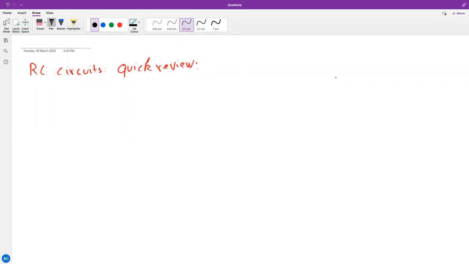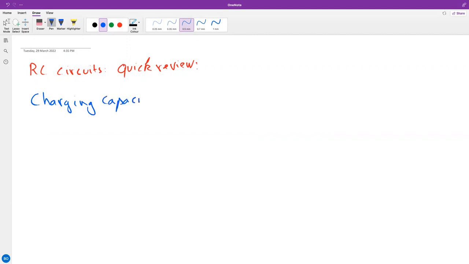The current in the circuit and the voltage change as a function of time, and also the charge. So this is an interesting characteristic of the RC circuit that we will review very quickly here. So the first thing, we will start with charging a capacitor.